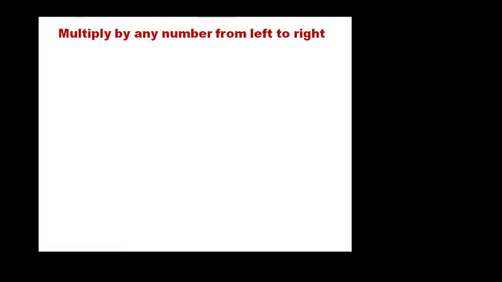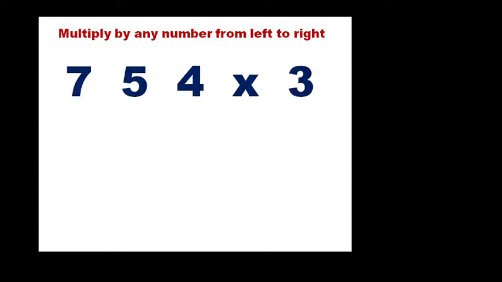Hi friends, now we are going to learn how to multiply any numbers from left to right. It is a challenge in front of you. The number is 754 multiplied by 3. So how to do it in mind, from left to right, I will teach you. First you have to multiply this 7 and 3.